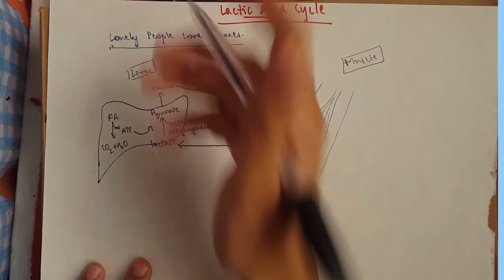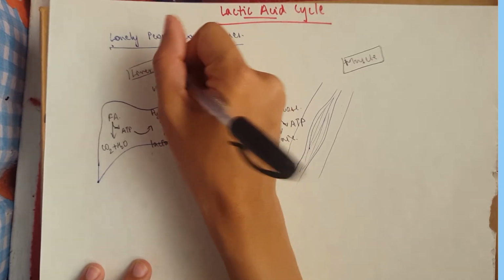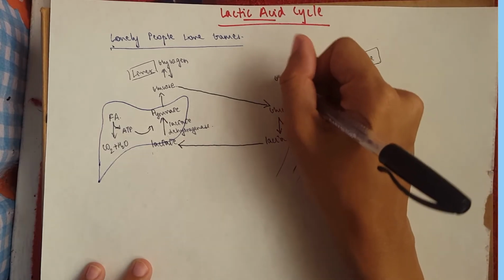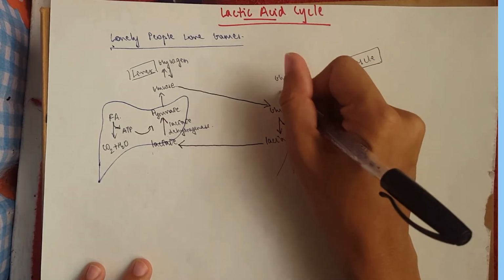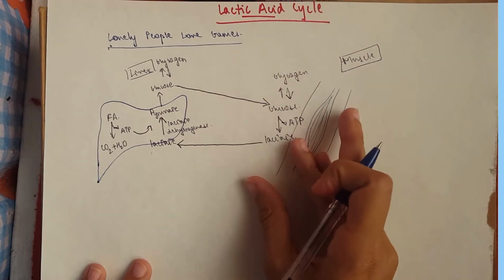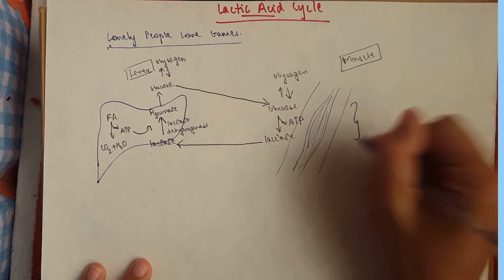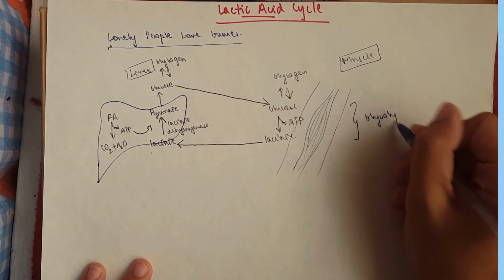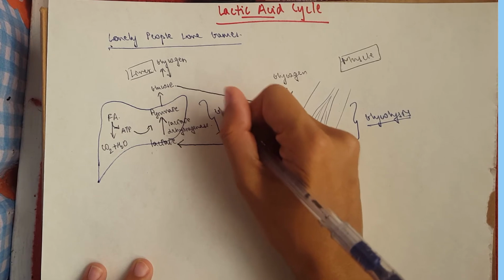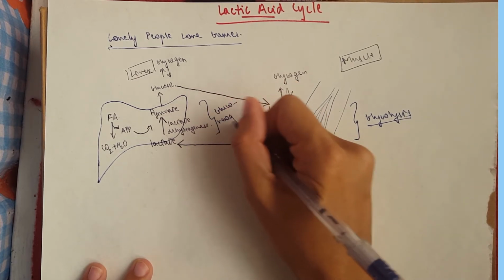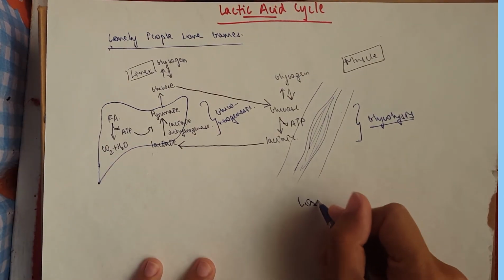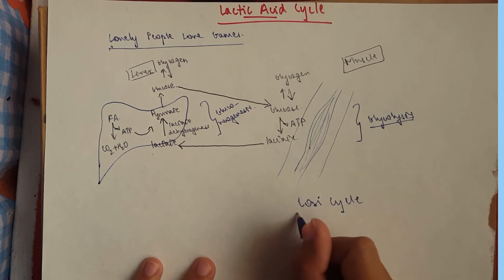Now this glucose can also be obtained from glycogen, because the liver stores glycogen, so breakdown of glycogen could also produce it, and muscles have glycogen stores too, so they can also receive it like this. So what you need to know is that glycolysis occurs in the muscles and gluconeogenesis occurs in the liver. Okay, that is your Cori cycle or lactic acid cycle. That's it.